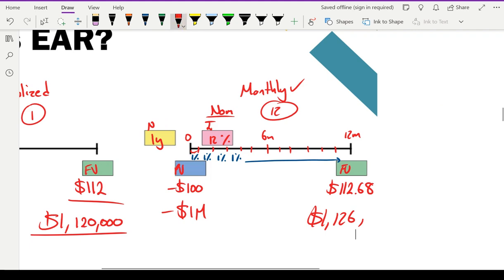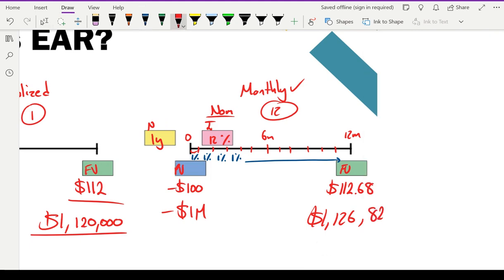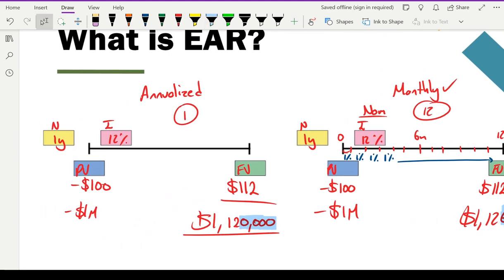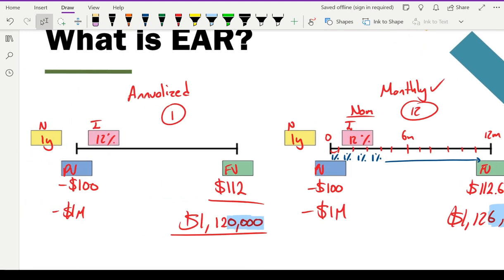1,825 and 3 cents. So you can see that this portion here is due to the monthly compounding. Whereas with the yearly rate, we only get 120,000 in interest, here we're getting 126,825. So we get an additional $6,825 just by changing the compounding from 1 year to 12 periods.